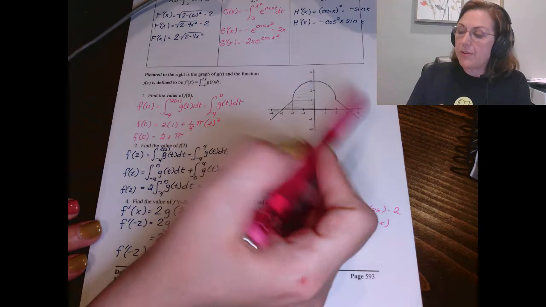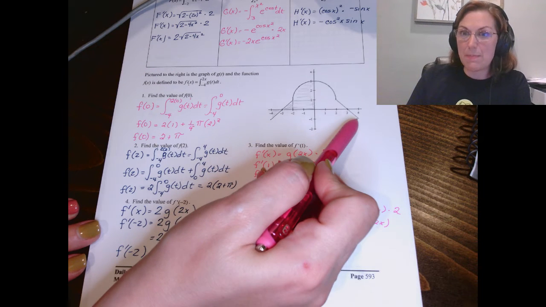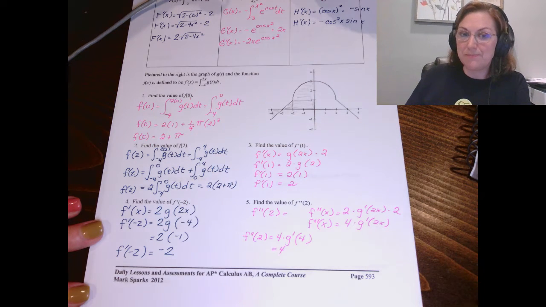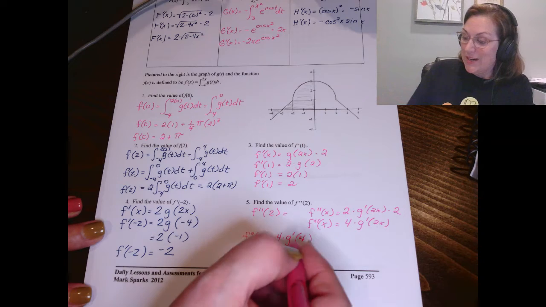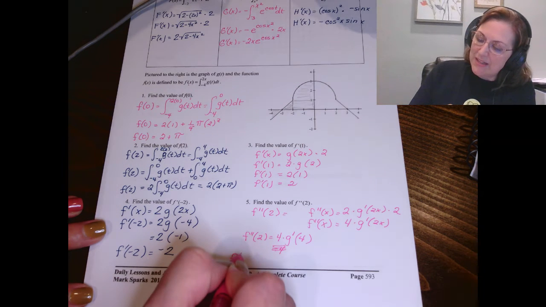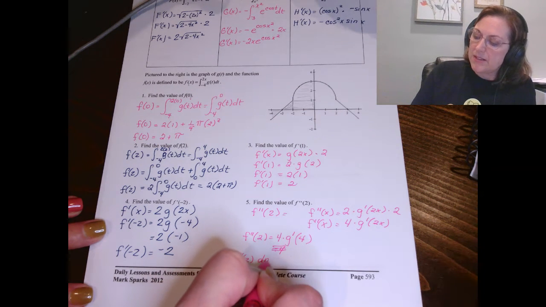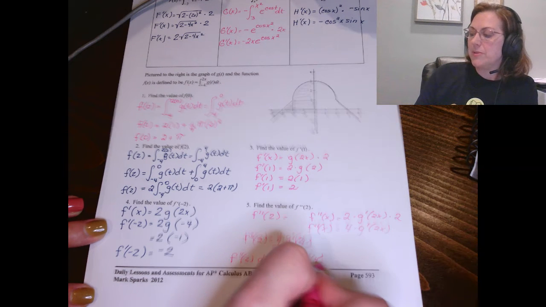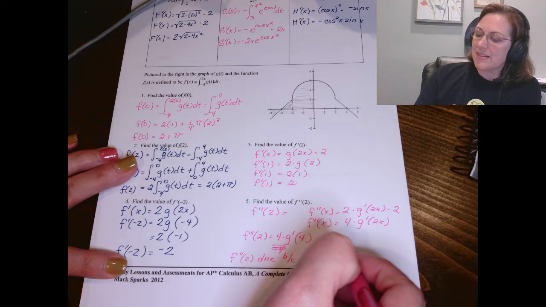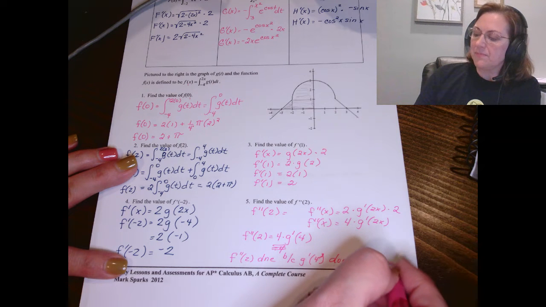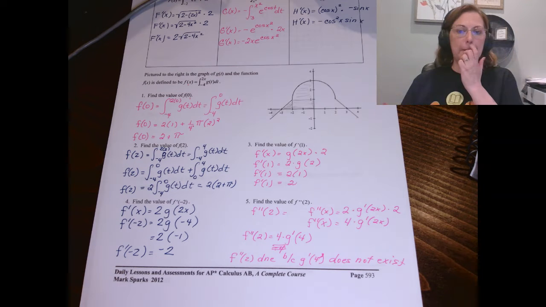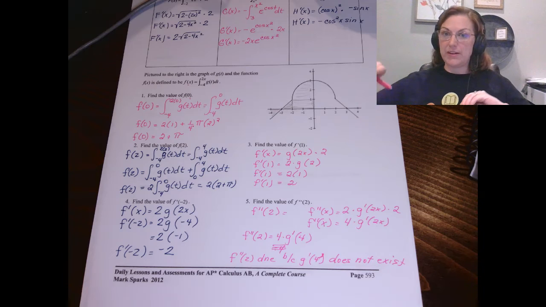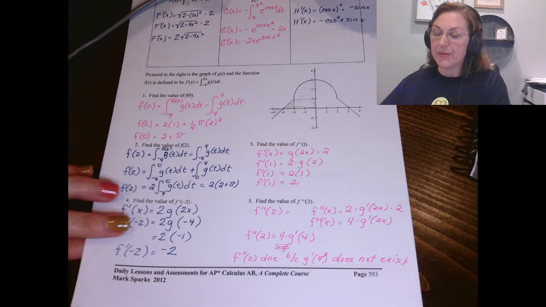But what about the fact that it stops there? Do we have a derivative there if the graph stops? We don't. So that means that f double prime of 2 does not exist because g prime of 4, whoops, does not exist. So remember, we can't have a derivative if you're at an endpoint of a graph. So I hope that helps.